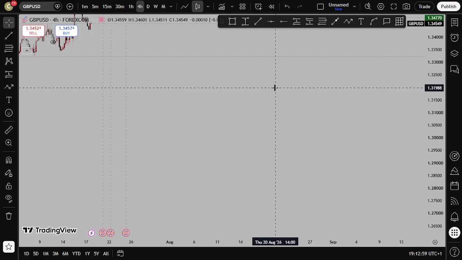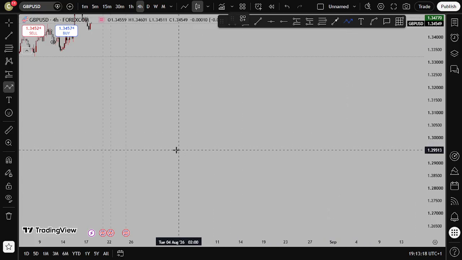Whenever price changes direction, it creates what we call a turning point. If price turns downward, that point is called a swing high. If price turns upwards, that point is called a swing low. So, giving an example, this is what I meant.